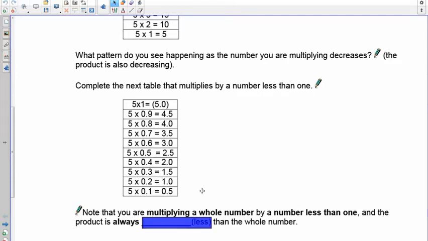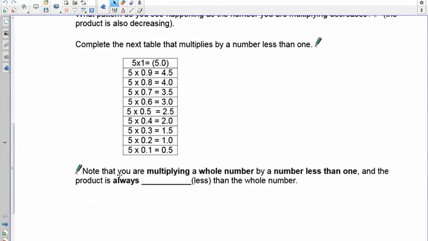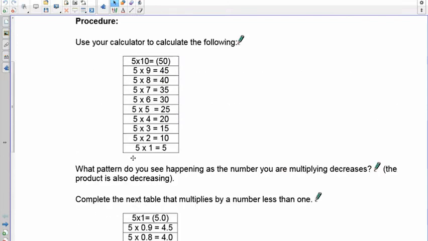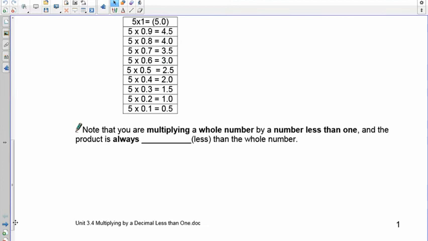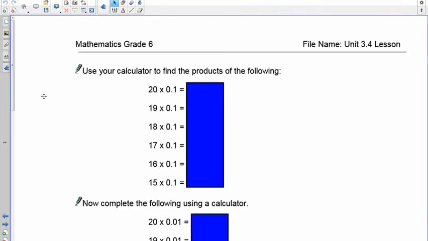So when you're multiplying a whole number by a number less than 1, the product is always going to be less than the number you started with. To make it larger than the number you started with, you have to multiply by a number greater than 1. Now we're going to use this in multiplying by our decimals. Let's take a look at some simple patterns first. Use your calculator to find these products. Pause the recording and fill out this chart.